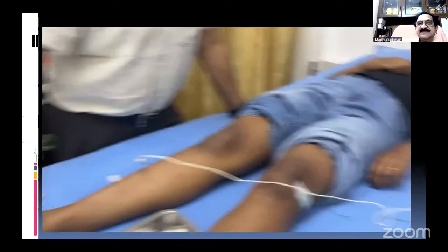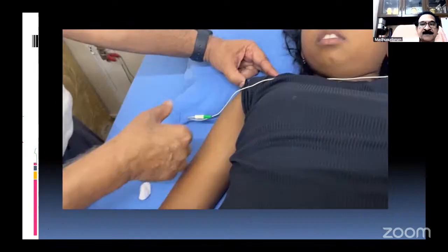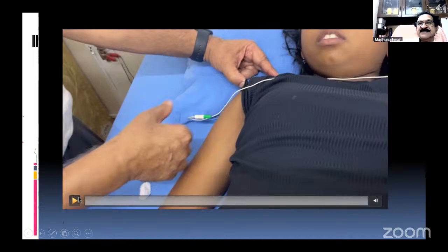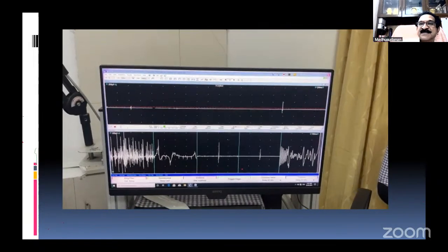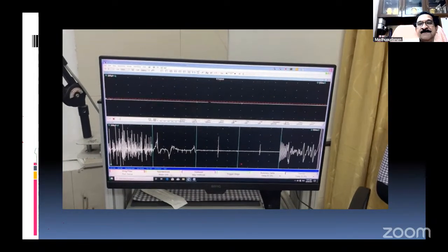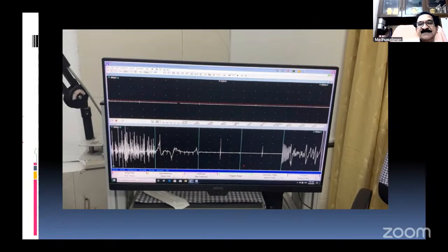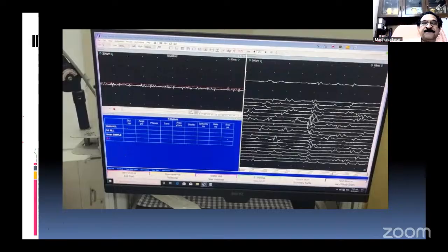Very good interference pattern. Early recruitment. Read from the deltoid. Again say. Okay, curiously, occasional fasciculations of read from the deltoid. But potentials were of small amplitude. These are very, very small amplitude potentials.